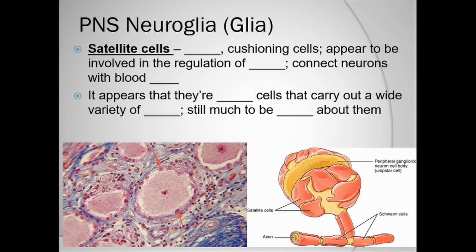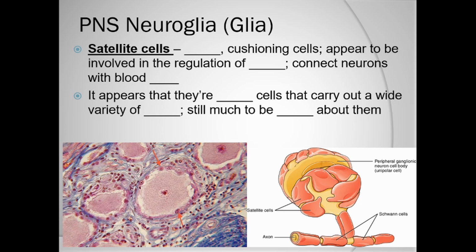The second type of glial cell in the PNS is called the satellite cell. Satellite cells are protective, cushioning cells. They appear to be involved in the regulation of pain, and they connect neurons with the blood supply. So they bring nutrients and oxygen to the neurons of the PNS. They're a go-between between the circulation, the blood, and the neurons themselves.